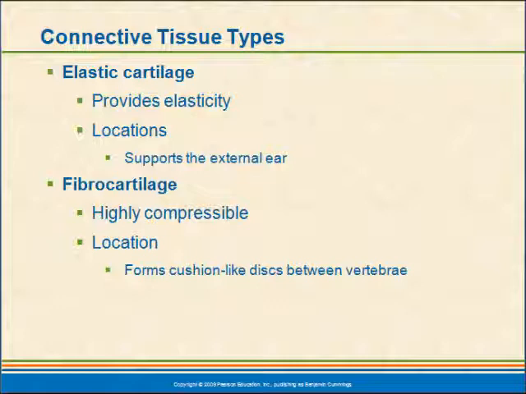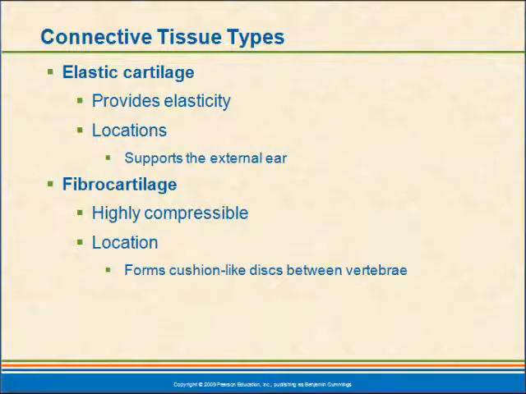Fibrocartilage is very highly compressible. It's kind of almost like a rubber ball. It forms the disc in between the vertebrae. So it's got a little give, it's got a little bounce to it, and allows us to bend and twist a little bit between each joint.